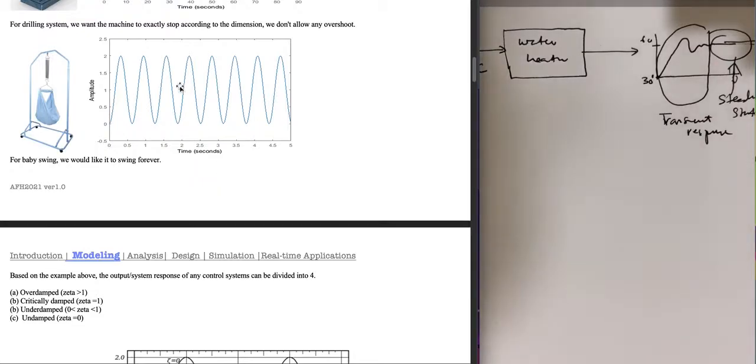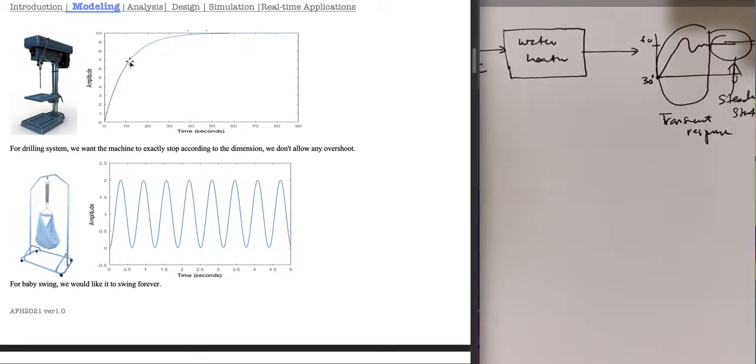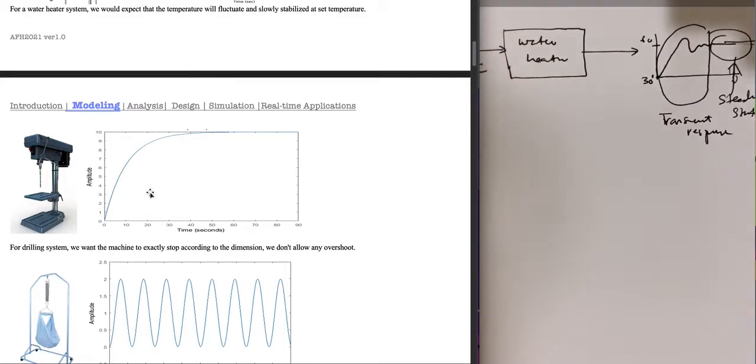So in these four cases, we could say that any system is designed according to the requirement. It doesn't mean that this response is good and this response is not good, it depends on the application. If the application requires this, it is good, but we need to ensure how fast this drill bit reaches 0 to 10, let's say 10 mm. So how fast? We should be able to see it.